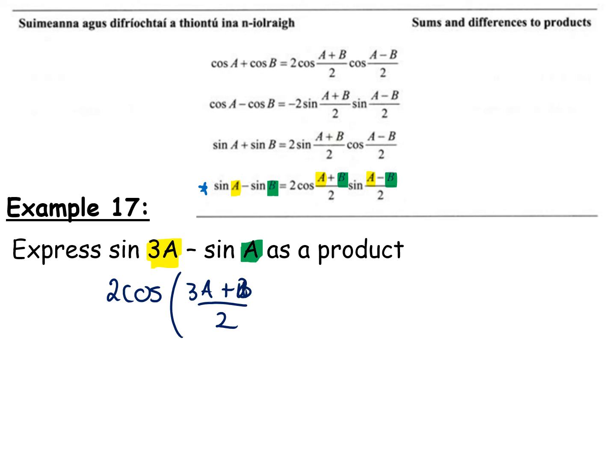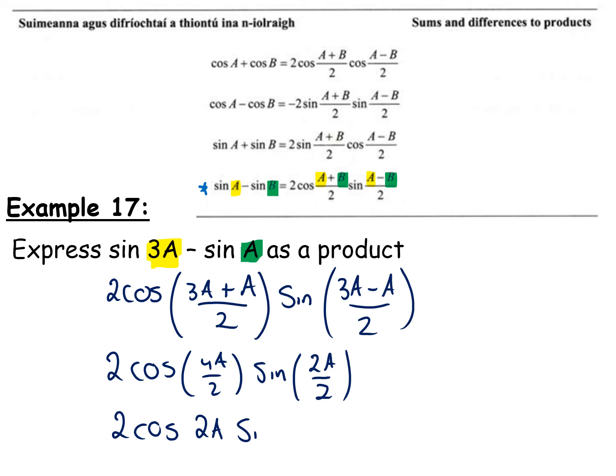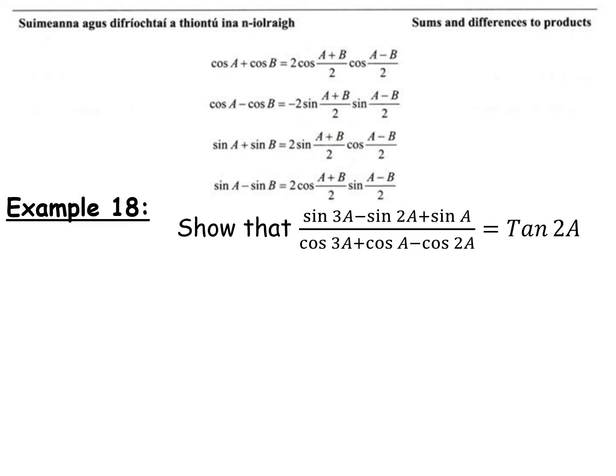Now I've written it in as a b rather than a. It's going to end up confusing me no matter what. So a sine of a, it's the yellow one, 3a minus b, which is a, all over 2. Doing a bit of cleanup on that, 2 cos of 4a over 2, sine of 2a over 2, and that's 2 cos of 2a sine of a.